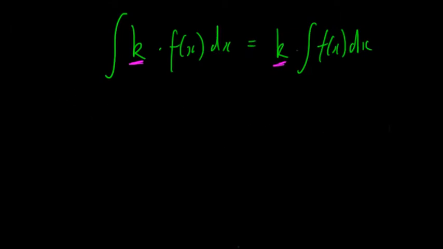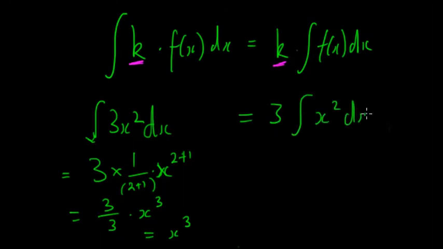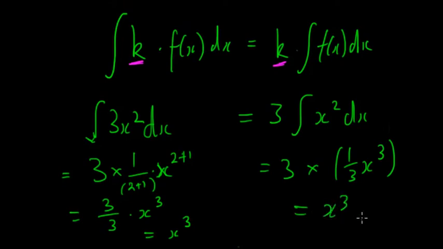So we can do a quick example. If we had the integral of 3x squared dx, we can calculate that with the 3 inside. We get 3 times 1 over 2 plus 1, x to the 2 plus 1. So this is equal to 3 on 3 times x cubed, which is equal to x cubed. However, if we take the 3 out first, the integral of x squared dx, then we get 3 times 1 on 3 x to the 3. Once we finish that, we multiply them together, and we get the same answer.